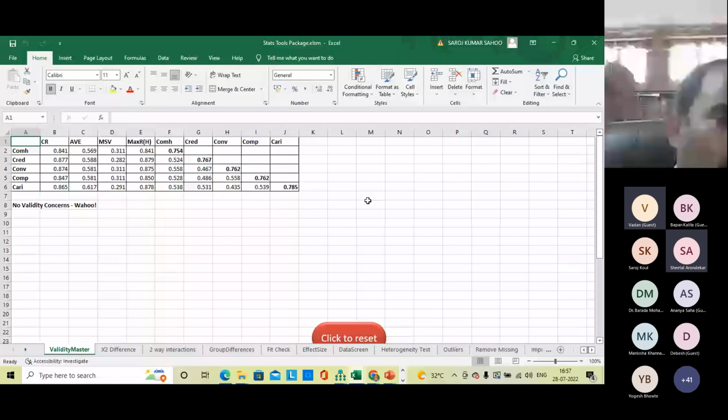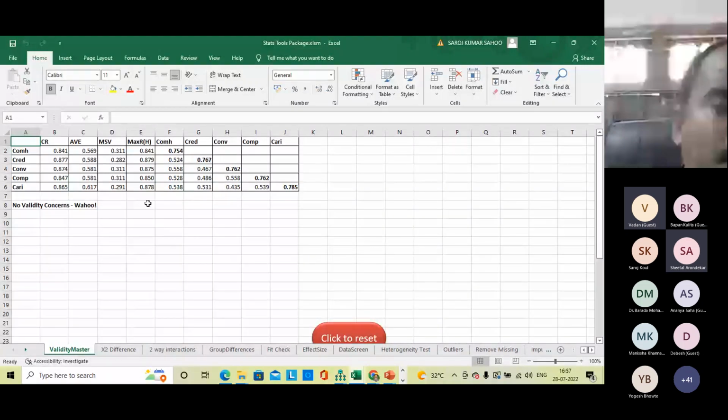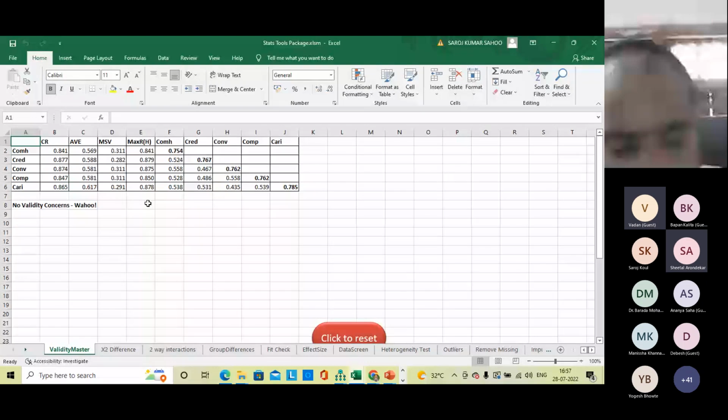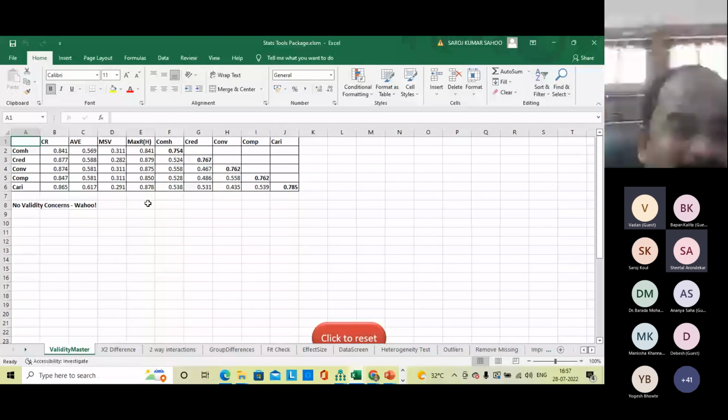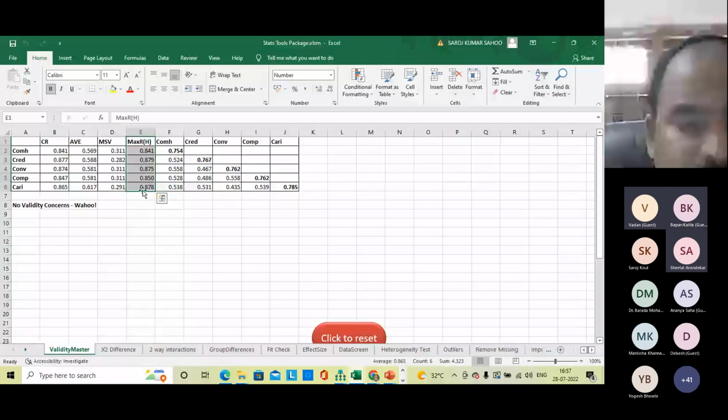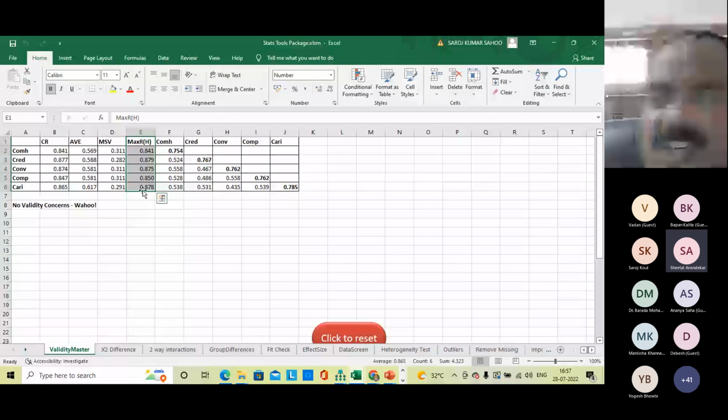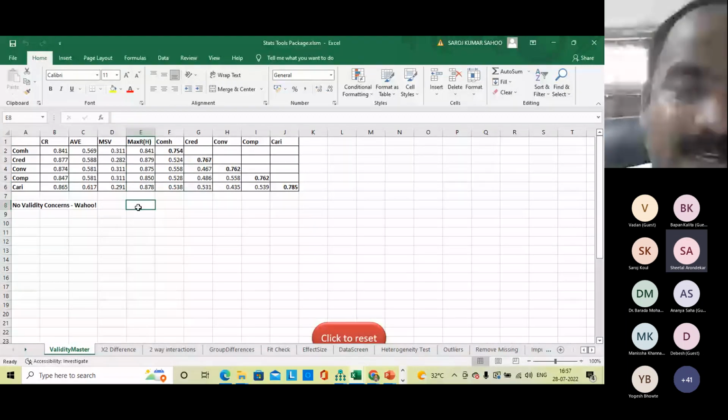Instead of ASB, there is a value appearing, Max RH. All of you have seen the Max RH? Yes, sir. So this is in total called maximal reliability.